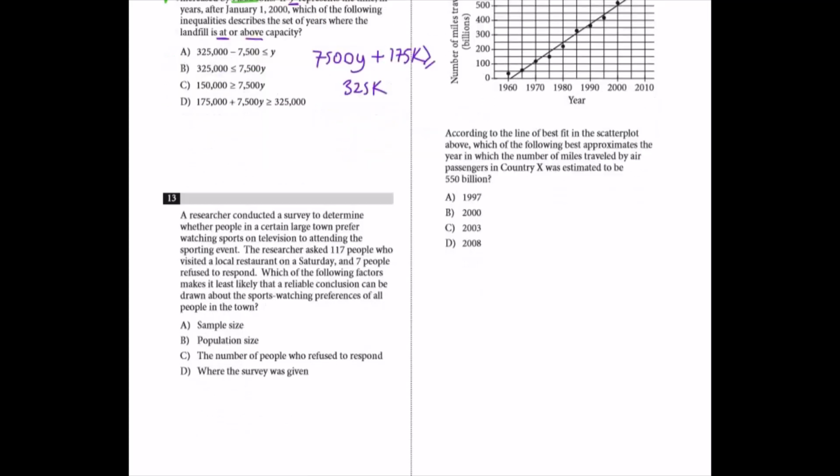Question number 13. A researcher conducted a survey to determine whether people in a certain large town prefer watching sports on television to attending the sporting event. The researcher asked 117 people who visited a local restaurant on a Saturday, and 7 people refused to respond. Which of the following factors makes it least likely that a reliable conclusion can be drawn about the sports watching preferences of all people in town?